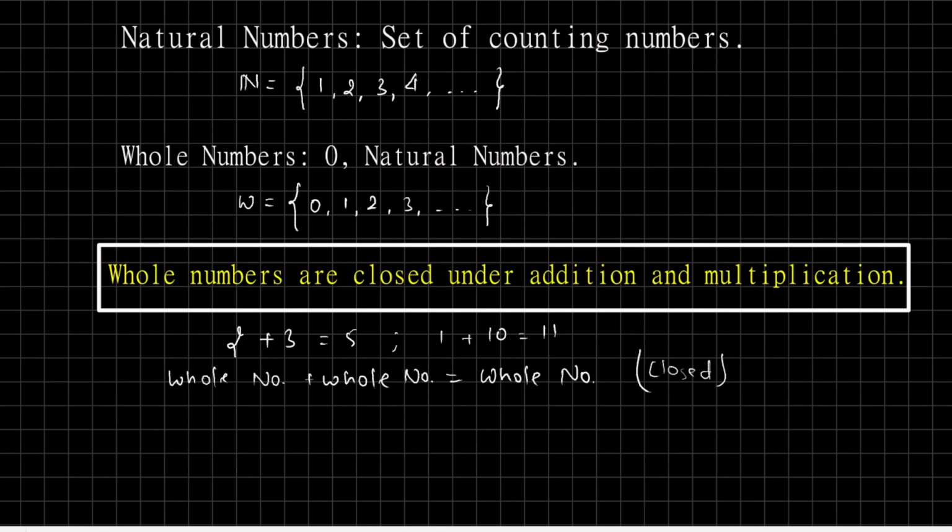Similarly, when we take any two whole numbers and multiply them, 2 times 3 is 6 and 5 times 2 is 10. No matter which whole numbers we choose, when we multiply them, we always get a whole number as the result.